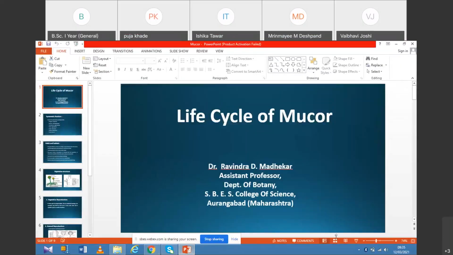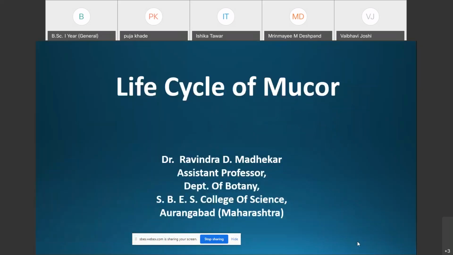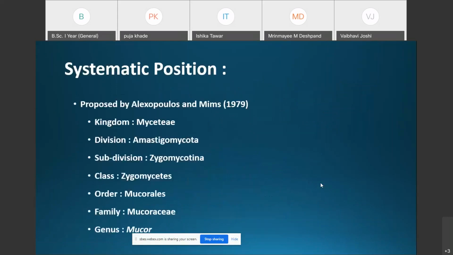Good morning, students. In today's lecture, we are going to discuss the life cycle of Mucor. In the last lecture, we discussed the life cycle of Albugo, and today's topic for discussion is the life cycle of Mucor. First of all, we are going to discuss the systematic position or the classification of Mucor.